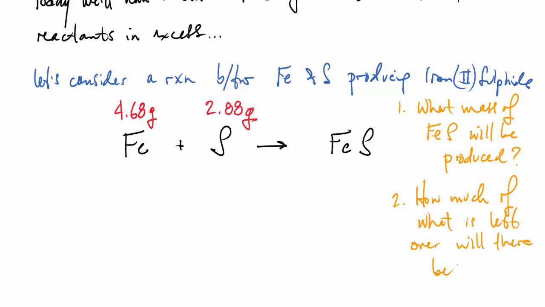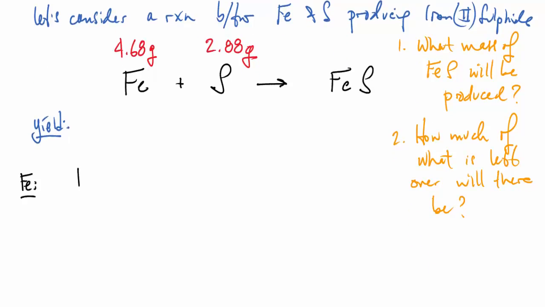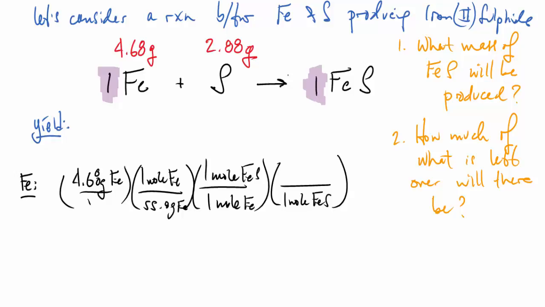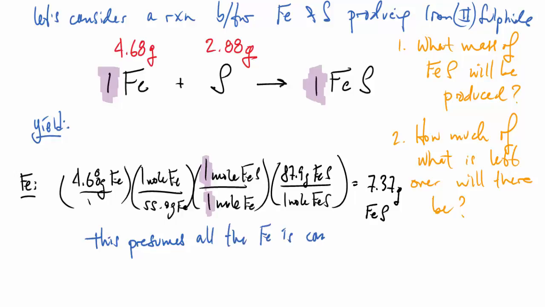In order to do this calculation, we first have to start with a yield calculation, and we'll start from the perspective of the iron, assuming all the iron is used up. So here we have the 4.68 grams of iron. Here's the molar mass of iron. Next, the mole ratio between the iron that's used up and the iron sulfide that's produced. Finally, the molar mass of iron sulfide, 87.9 grams, and this gives us 7.37 grams of iron(II) sulfide, presuming all the iron is consumed.